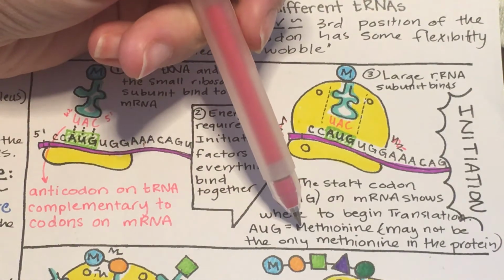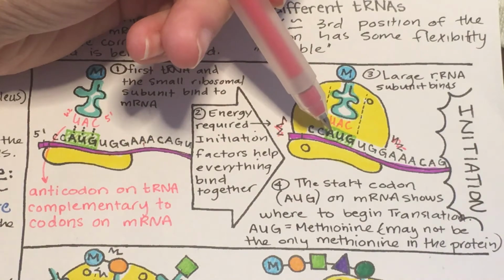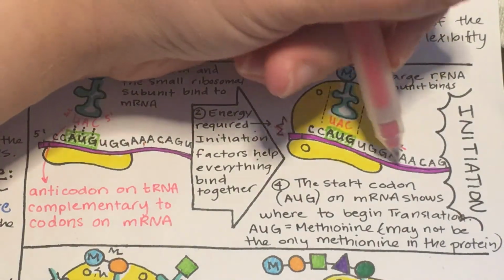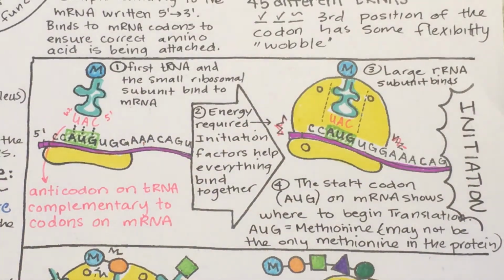It codes for methionine, and this may not be the only AUG on that mRNA. 20 amino acids later, you might have another methionine. It always will start a protein, but it can also show up later in other parts of the protein as well. It's not just at the beginning.